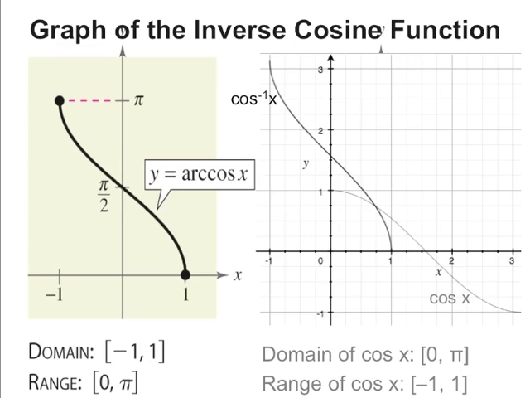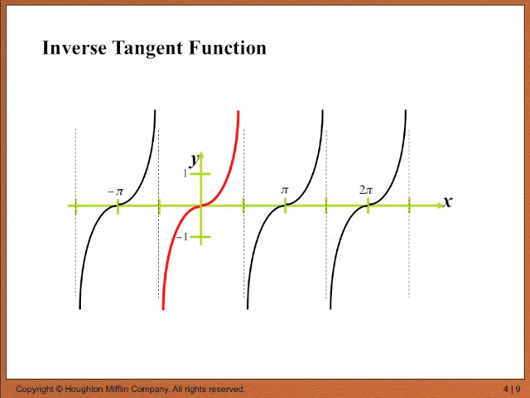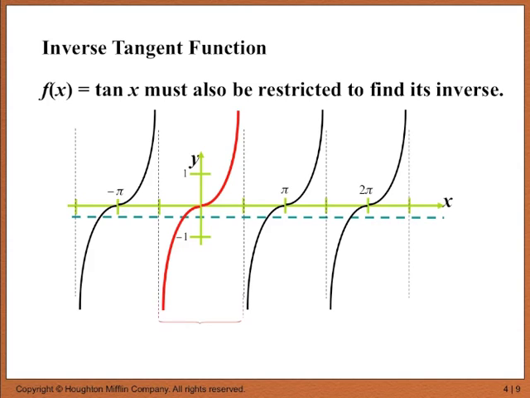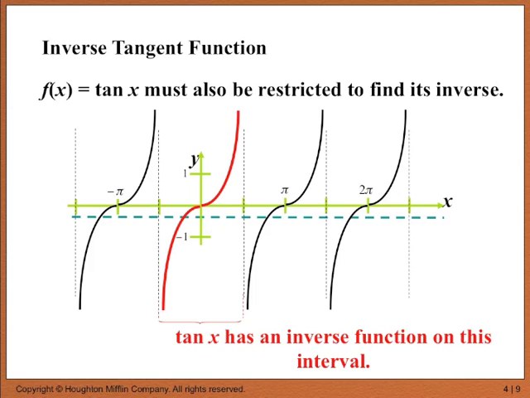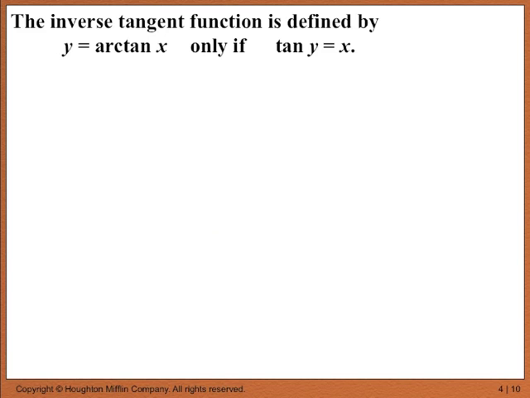Inverse tangent function. Again, it does not pass the horizontal line test, but we can restrict its domain to find its inverse. We restrict it just to that first period, which goes from negative pi over 2 to pi over 2. On that interval, the tangent x function is invertible. It does have an inverse. The inverse tangent function is defined by y equals arc tan x only if tan y equals x. The angle whose tangent is x is how we understand y.